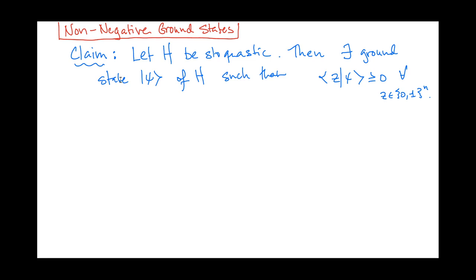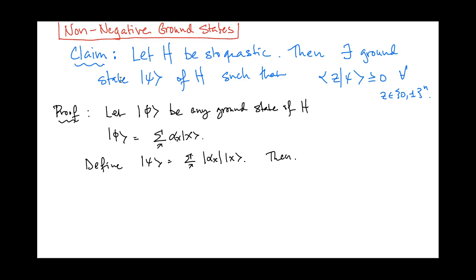Let's look at a simpler version of this claim. Suppose I have a stochastic H. Then we're just going to prove a simple version, and I'm going to quote the more general version. There exists some state that's non-negative that's the ground state of my Hamiltonian. Stepping through the proof, we'll start with any ground state, expressed here in the standard basis. And now I'm going to define this new state, which is the same state, but now taking the magnitudes of the complex amplitudes instead.